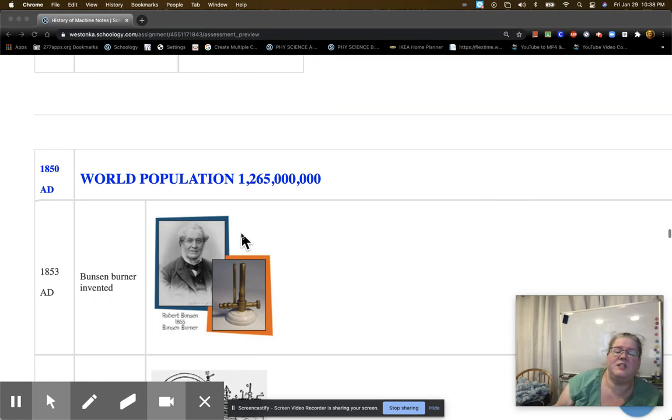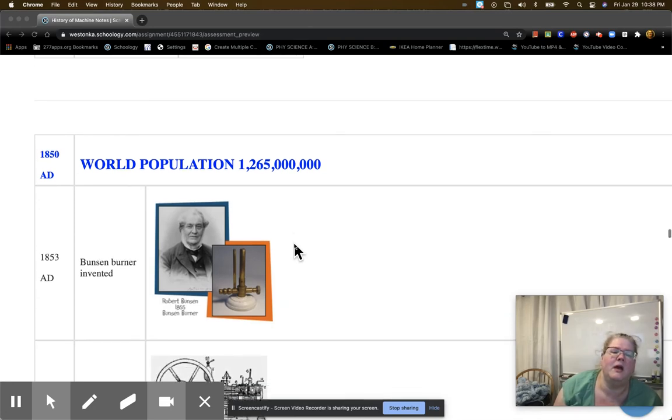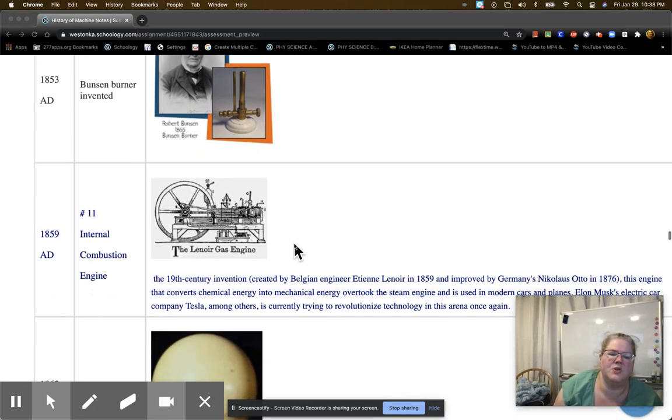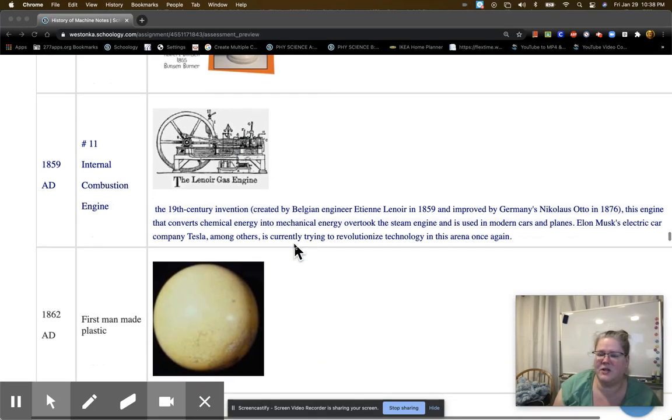By 1850, the world population is 1,265,065,000 people. The Bunsen burner was introduced, the internal combustion engine, the 11th greatest invention that helped people. Now we've got more power, we can move heavier loads, we can move things like trains better, cars better, steamboats, all of these things with an internal combustion engine can just go a little farther.